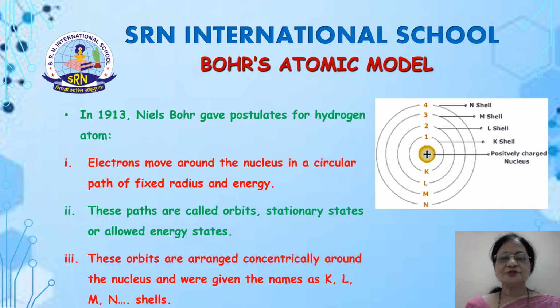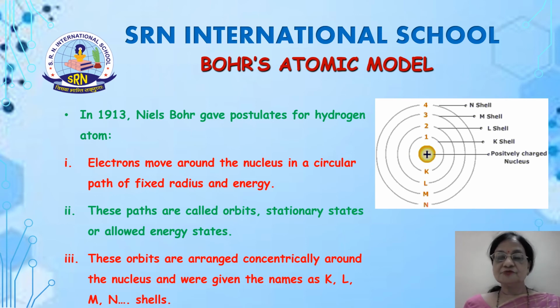Next we come to Bohr's atomic model. The great Danish physicist Niels Bohr suggested that electrons in the simplest atom like the hydrogen atom travel in defined circular orbits around the nucleus. In 1913, Niels Bohr gave postulates for the hydrogen atom.